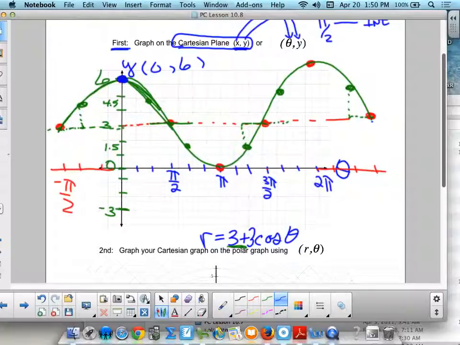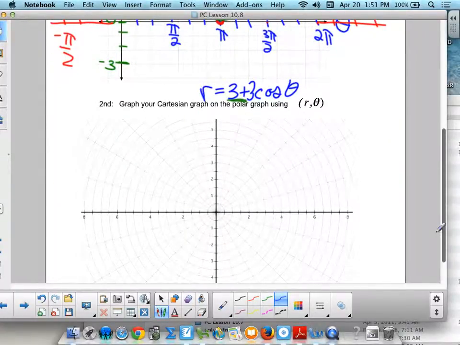Do you guys agree? Yeah? Okay, well, guess what? You get to go graph this point down below. But here's the problem. The problem is, Christian said 0 radians, comma 6. Well, theta is second. You have to put your angle second, your radius first. It's 6, 0. So how do I graph 6, 0 on the polar graph?